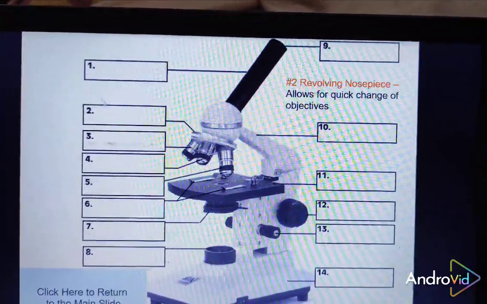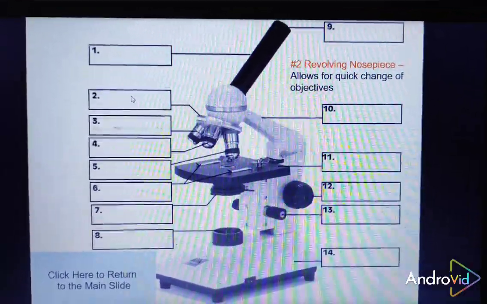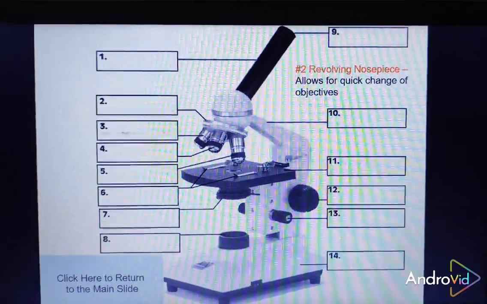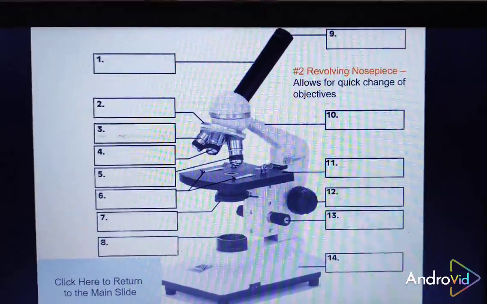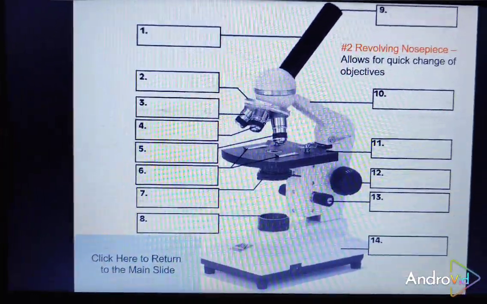If you see over here, the second one is called the revolving nose piece. This revolving nose piece allows you to quickly change the objective lens according to the specimen which you have to adjust.